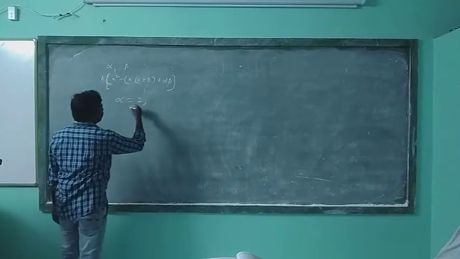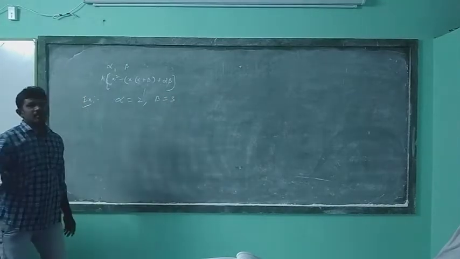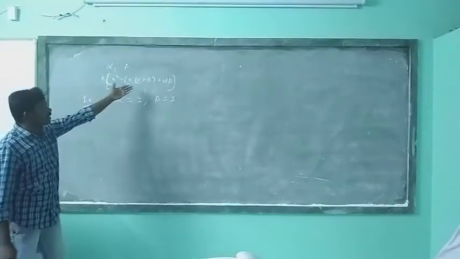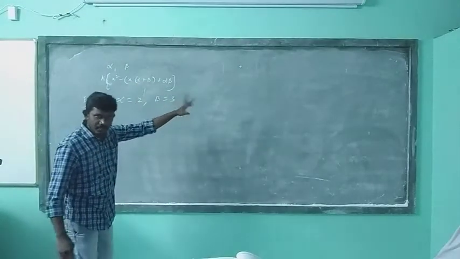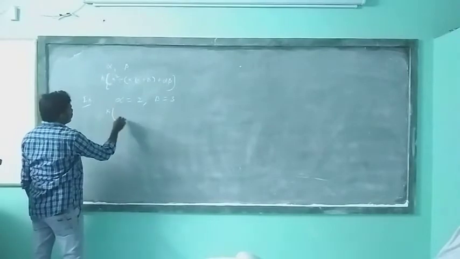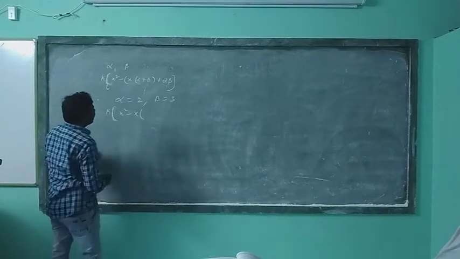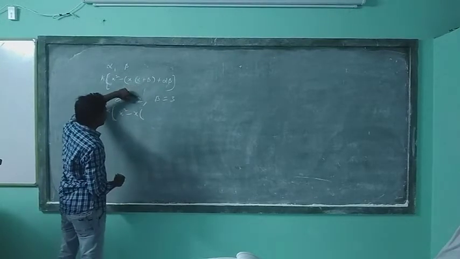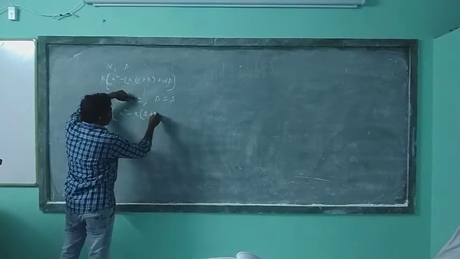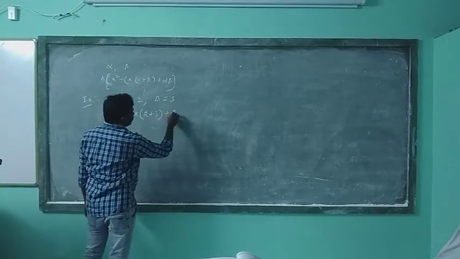Alpha equal to 2 and beta equal to 3. Then find the quadratic polynomial. Now the quadratic polynomial formula is k into x square minus x into alpha plus beta, plus alpha into beta. Here alpha value is 2, plus beta value 3, plus alpha into beta, 2 into 3.